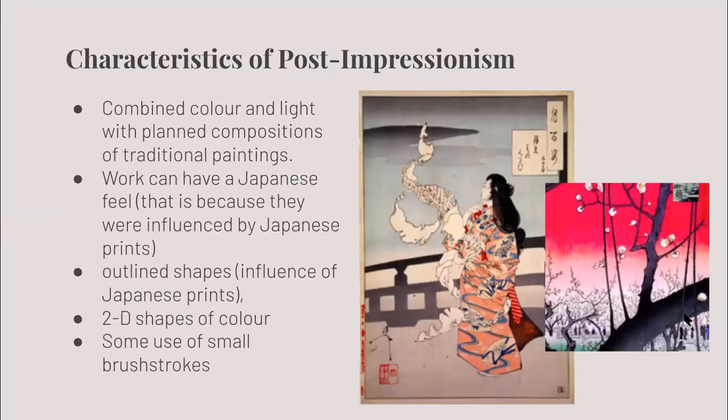All right, so characteristics of post-impressionism. They combined color and light with planned compositions of traditional paintings. Work can have a Japanese feel because they were influenced by Japanese prints. A lot of post-impressionist work has echoes of Japanese style artwork or prints. It's very noticeable: the outline shapes, the influence of Japanese prints, the 2D shapes of color, and some use of small brush strokes especially.